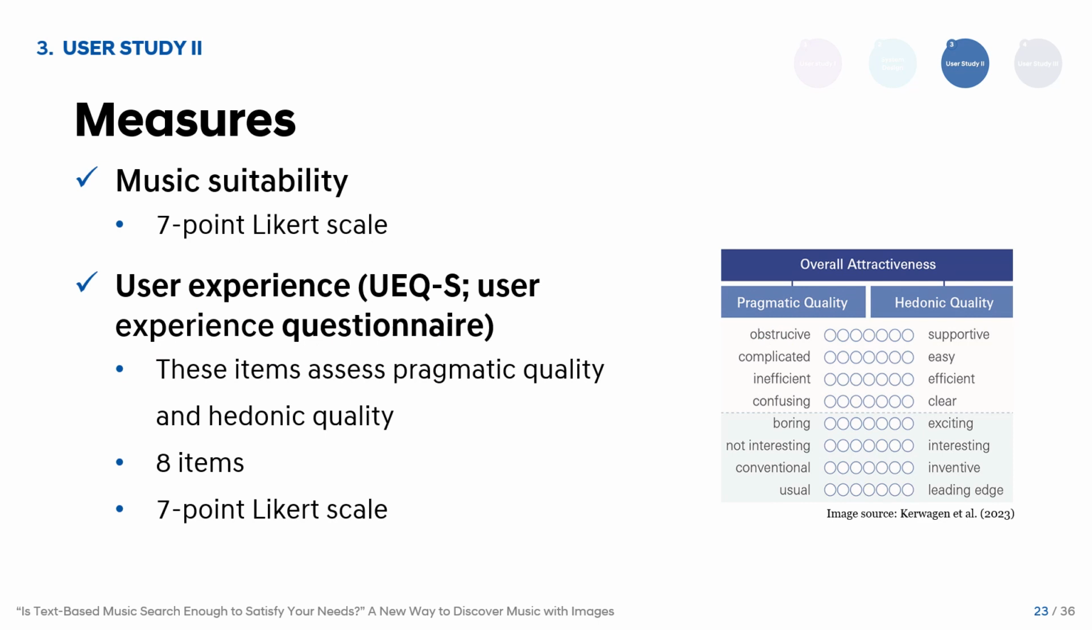The survey aimed to investigate 3 main aspects. First, the degree of match between user input queries and retrieved music across the designed systems. We called it music stability. Music stability was assessed using a 7-point Likert scale. Second, user experience was evaluated. The widely used metric UEQS was employed for this purpose.